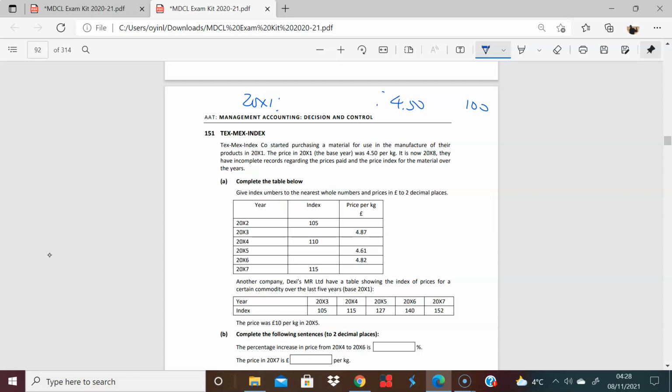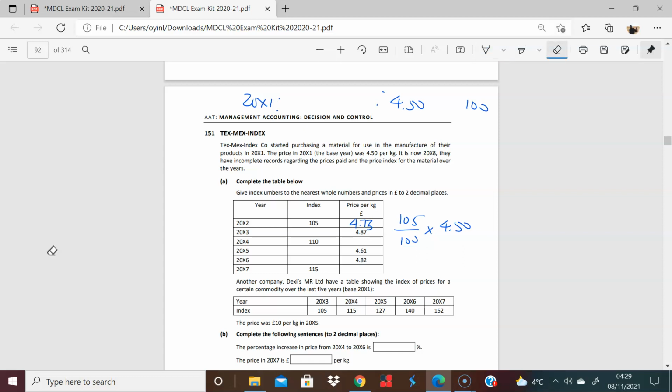The key point here is that if I want to know what the price is, I simply go 105 over 100 times £4.50. This is the increase in this first period, and I have 105 divided by 100 times £4.50, and that's what I'm going to do every time. In fact, I'll just do that: 4.73, because it wants me to round that up, as my calculator was saying 4.725.